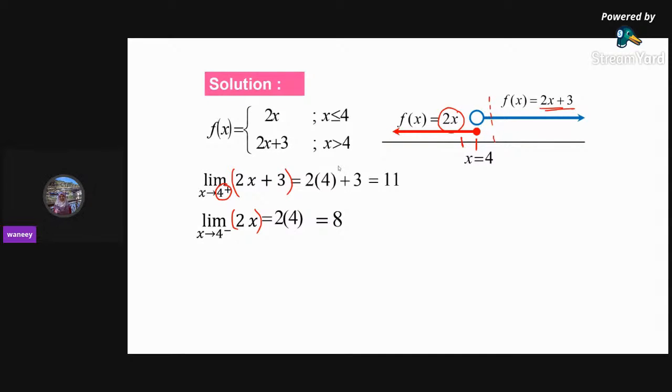Okay, so now we can easily look at the value for x approaching 4 from the right hand side and the value for x approaching 4 from the left hand side. They are not equal, therefore we can say that the limit for x approaches 4 for f(x) does not exist. So it does not exist because the limit for x approaches 4 from the right hand side is not equal to the limit for x approaches 4 from the left hand side.